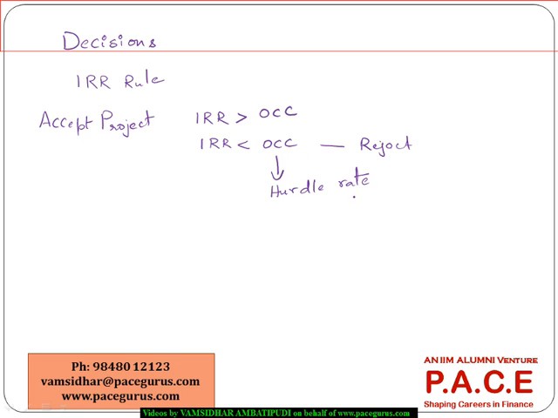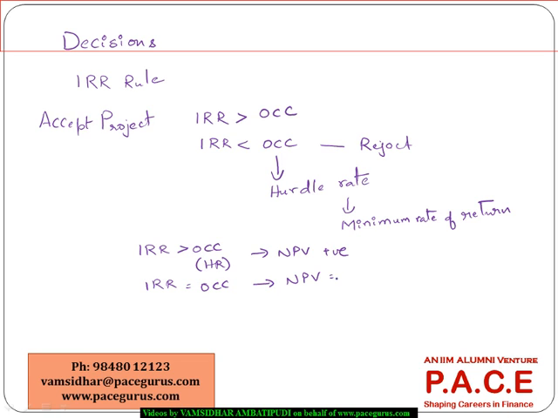So this is that minimum interest rate or minimum rate of return that every project needs to exceed, the minimum rate of return that a project needs to give for it to be accepted. Another relationship: whenever we see IRR greater than the opportunity cost of capital, or the hurdle rate, NPV will be positive. When IRR is equal to the opportunity cost of capital, NPV will be 0, and where IRR is less than the opportunity cost of capital, project NPV will become negative, and that is where that particular project needs to be rejected.